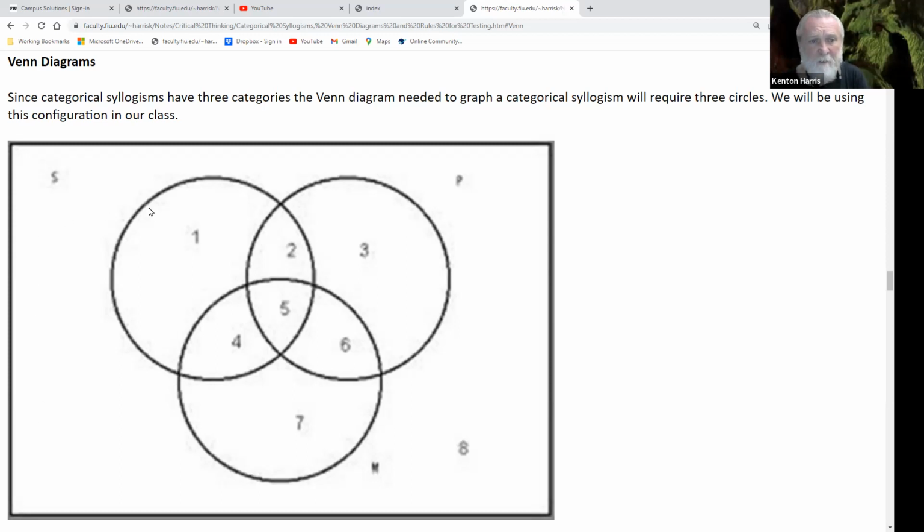And in this diagram, the middle term is in the middle, right? On the bottom, but in the middle. In our diagram, the minor term is on the left-hand side, subject of the conclusion, and the major term is on the right-hand side, predicate of the conclusion. So far, so good, right? And this diagram gives us seven different regions. Region 1, 2, 3, 4, 5, 6, and 7, right?